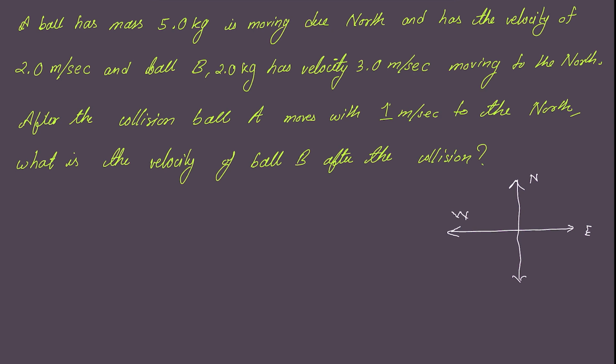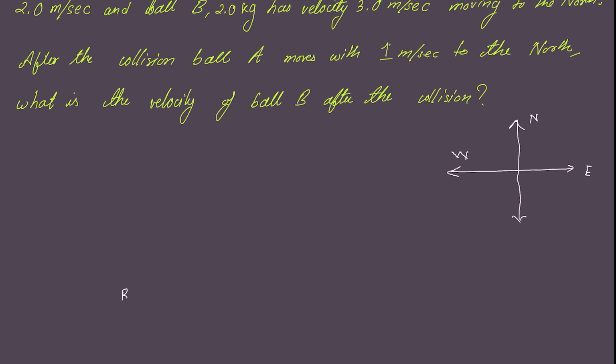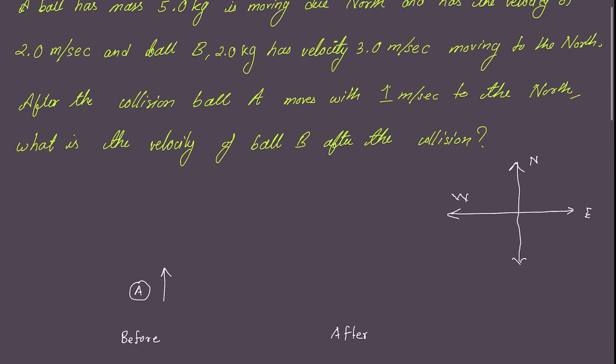Okay, so this is what's happening. There's a scene before collision and then there's a scene after collision. Okay, so there's this ball A, and that is moving in the northward direction like that with some velocity VA, which is given to be equal to 2 meters per second. Okay, and the mass of ball A is 5 kilograms.